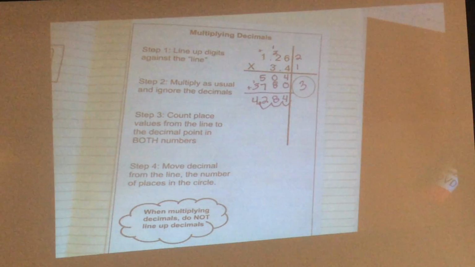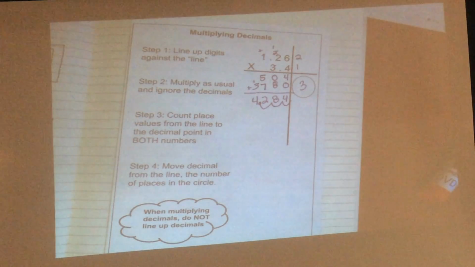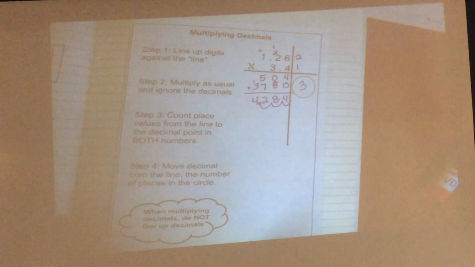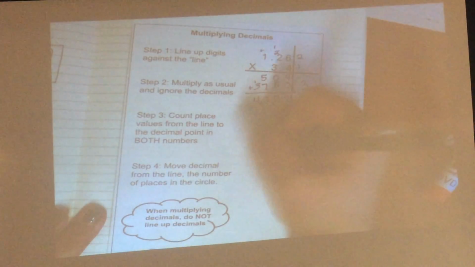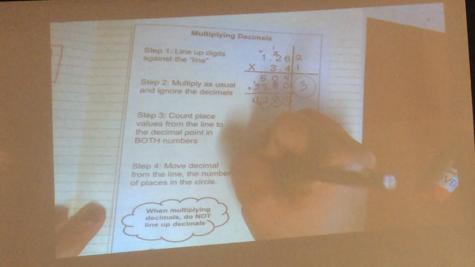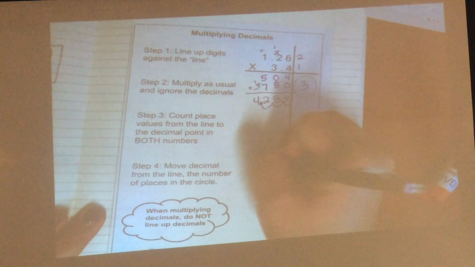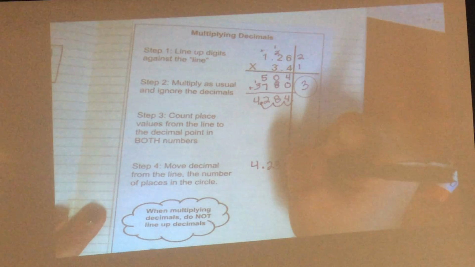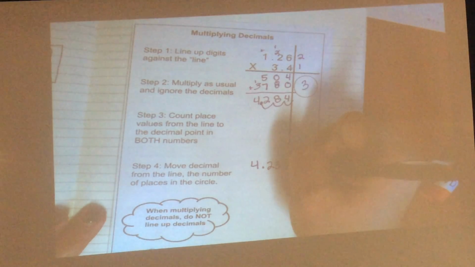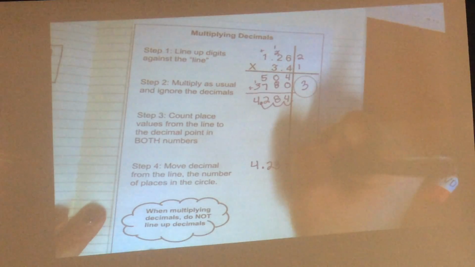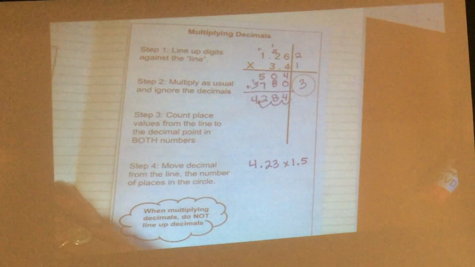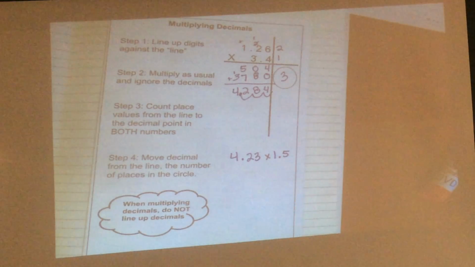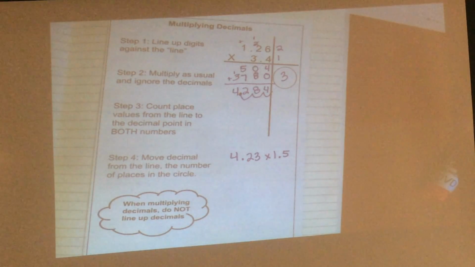Does that make sense or a little confusing? A little confusing. Let's do another example, okay? Let's do four and 23 hundredths times 1 and 5 tenths. So write that down, and then we're going to set our problem up.